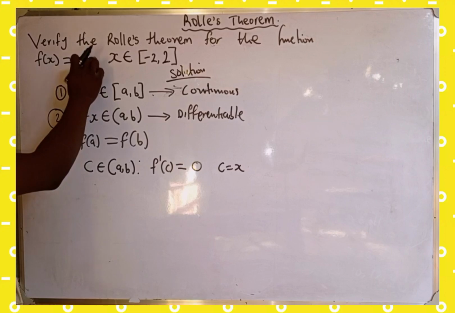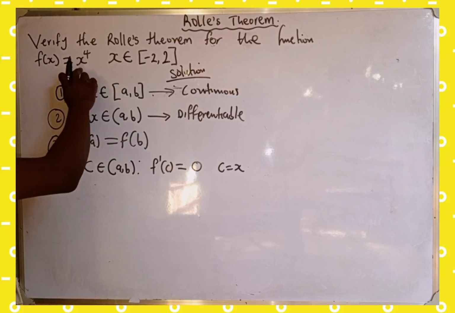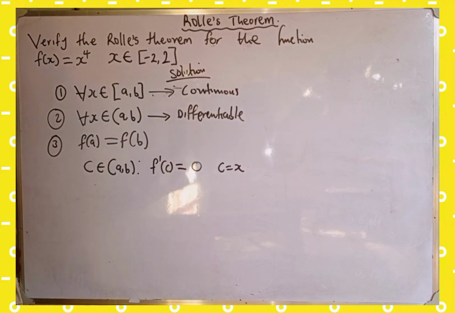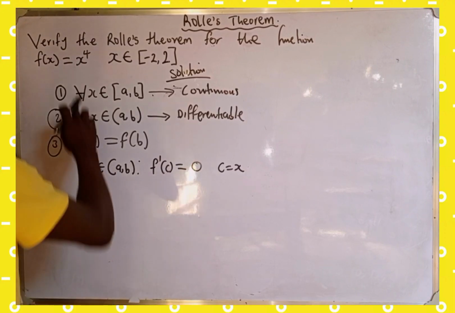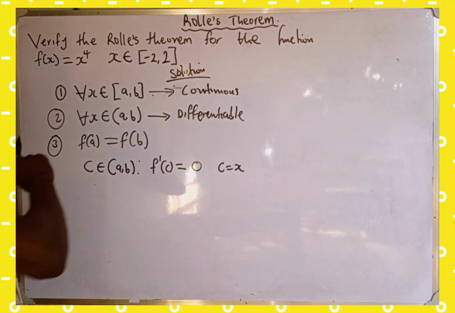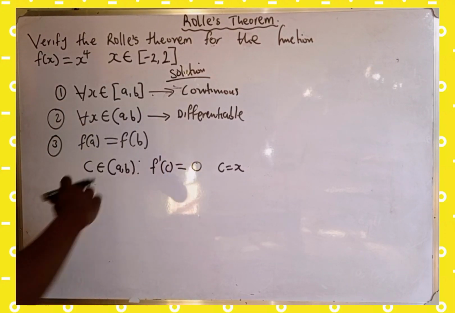So x to the power of 4 is a continuous function, and also any polynomial function is differentiable. So x to the power of 4 is a polynomial of degree 4, and is also differentiable.